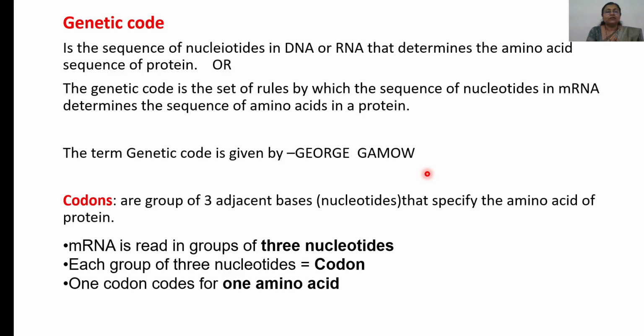This term genetic code was given by George Gamow. Then codons, another concept. Codons are groups of three adjacent bases, or groups of three adjacent nucleotides, that specify amino acids of the protein. mRNA is read in groups of three nucleotides. Each group of three nucleotides forms a codon and one codon codes for one amino acid.